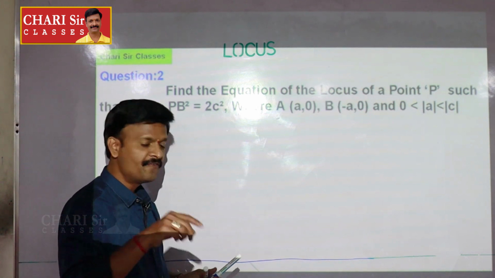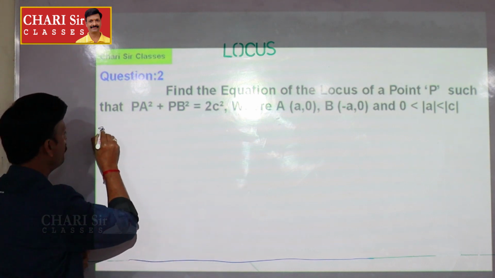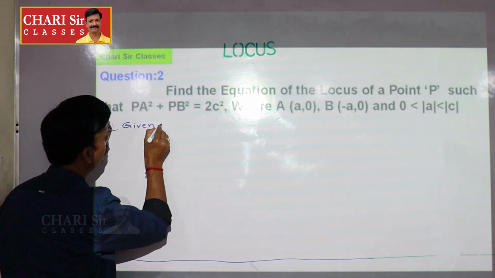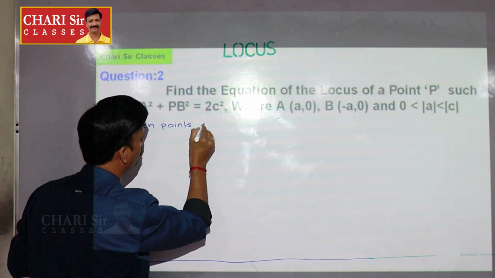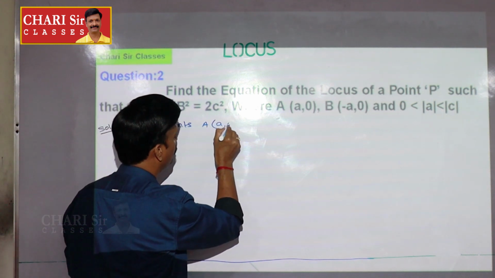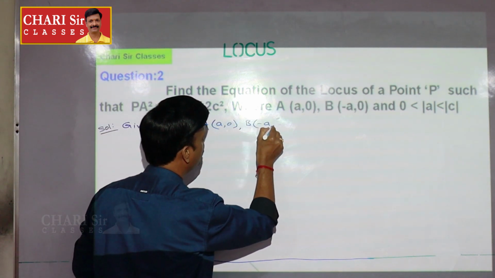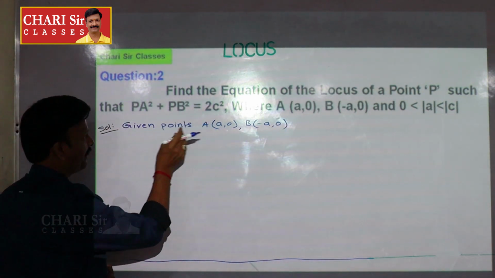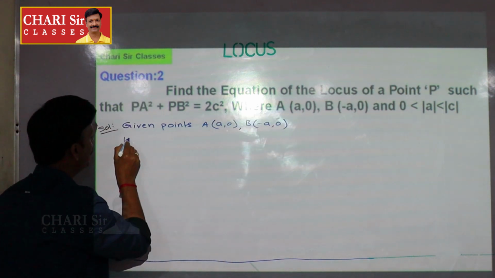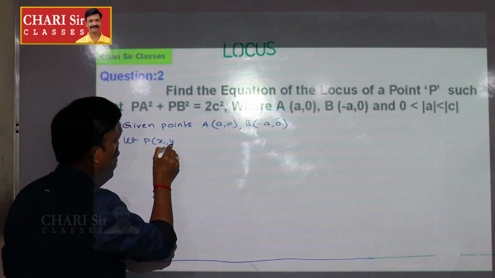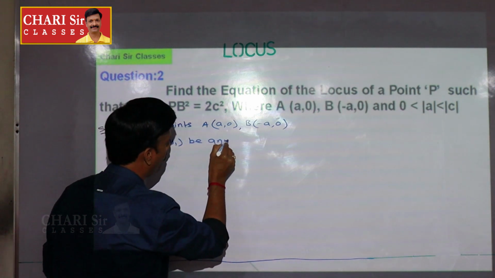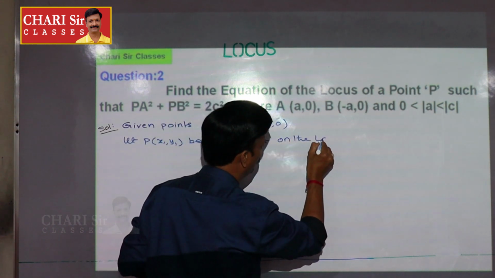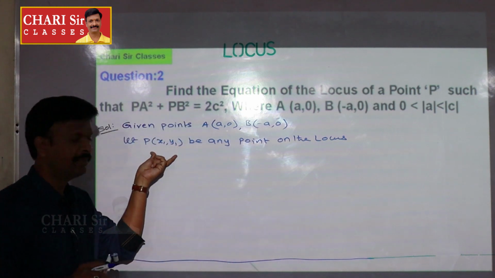See how to start this question. First we need to write down the given points, that is the given points a comma 0 and minus a comma 0. These are the two given points. Now we need to write the P point. So that is, let P(x1, y1) be any point on the locus. So now we assume some point P(x1, y1).